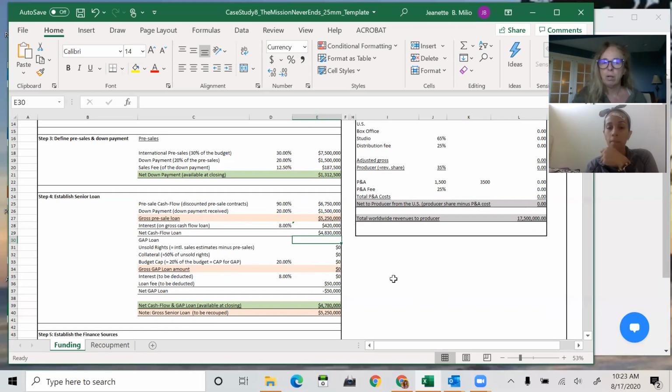Now we're figuring out how much gap loan we are getting. And you remember that the gap loan is driven by the rights you have not yet sold. Okay. The first part of your loan.